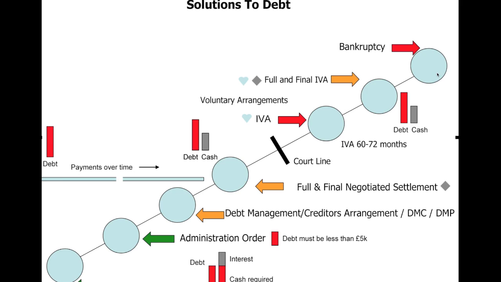And again, top of the tree, if you like, the ultimate debt solution is bankruptcy, and its sister, Bankruptcy Light, which is a debt relief order. So this pretty much summarizes the debt solutions.